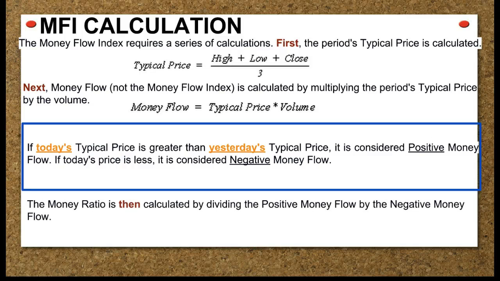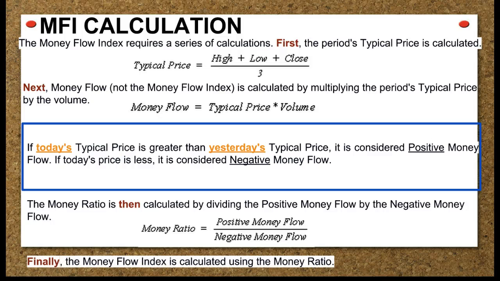Step 3, we now need to calculate our money ratio. And we do that by dividing the positive money flow by the negative money flow. Really important to notice here and to star this in your notes. We always put the positive money flow as the numerator and the negative money flow as the denominator. So we need to be careful to notice which is which.